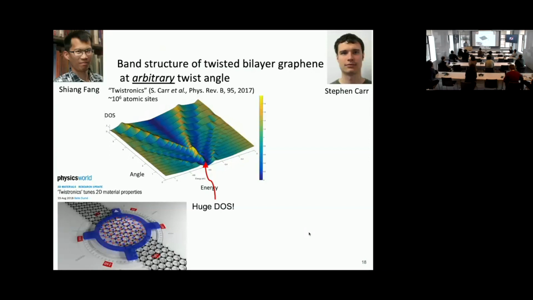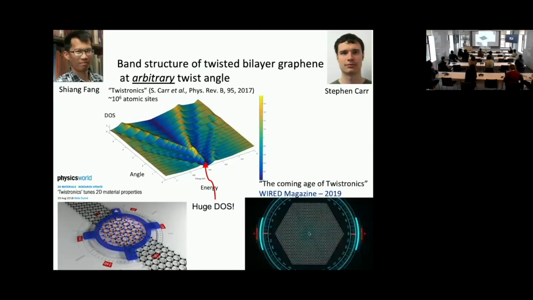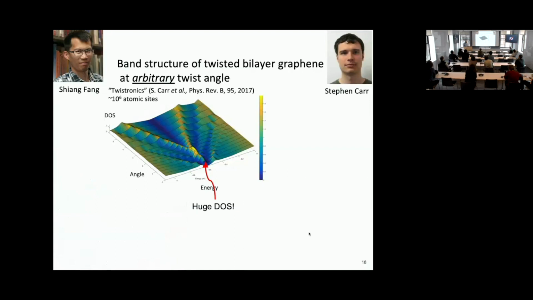That's right. And then some of the popular press picked that up. Physics World here, "Twistronics tunes 2D materials properties," and Wired magazine, "The coming age of twistronics." So that was quite fun to see.